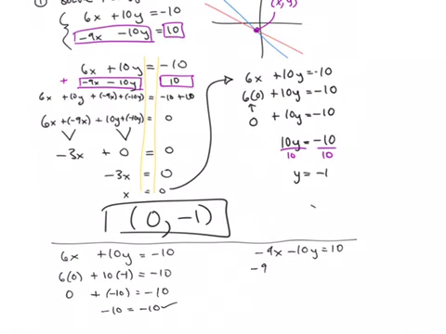Let's substitute in 0 for x and -1 for y in the second equation. I get 0 minus -10 is equal to 10. And this 0 minus -10 becomes a +10. So both equations are satisfied by this solution.